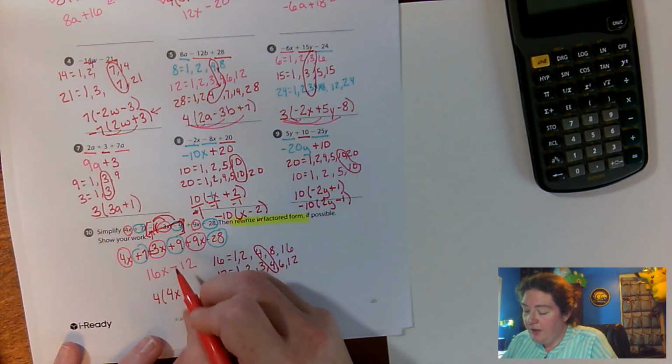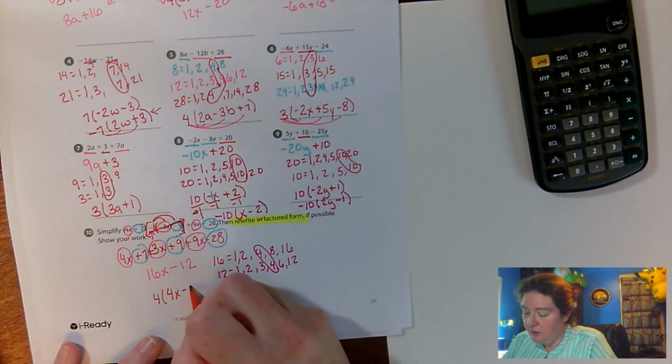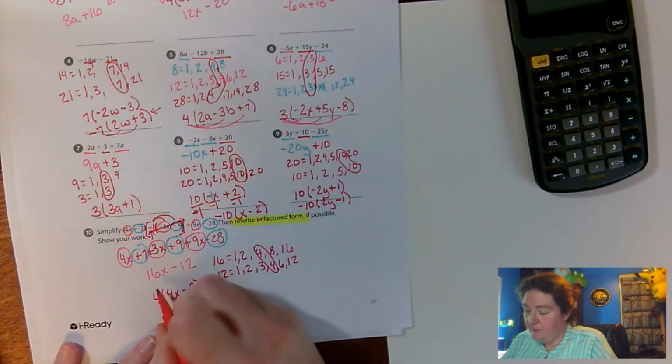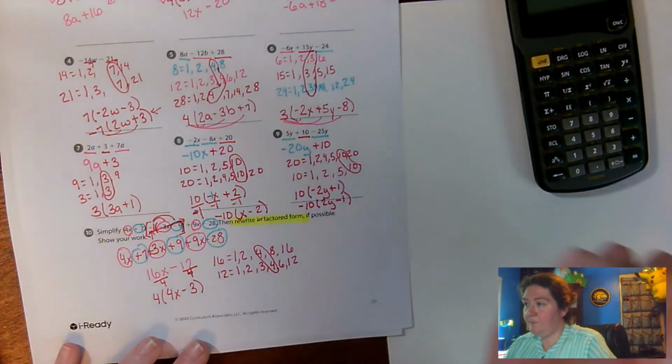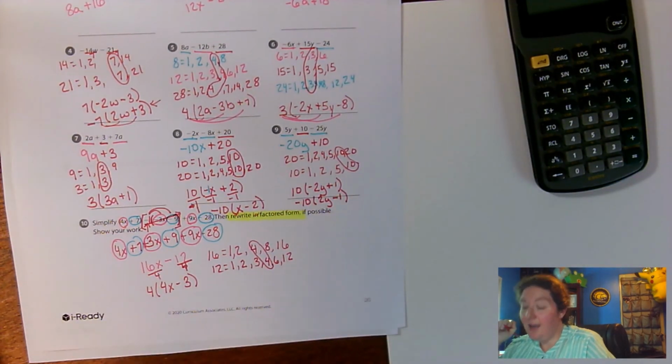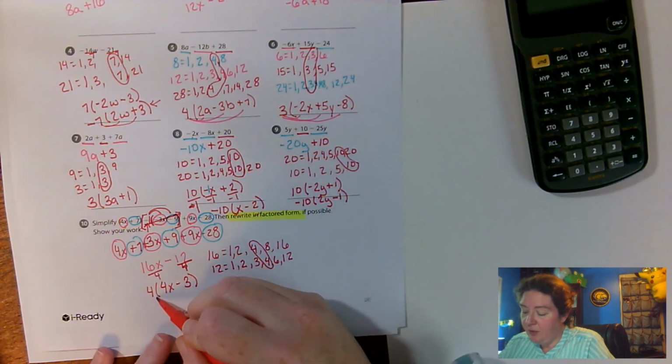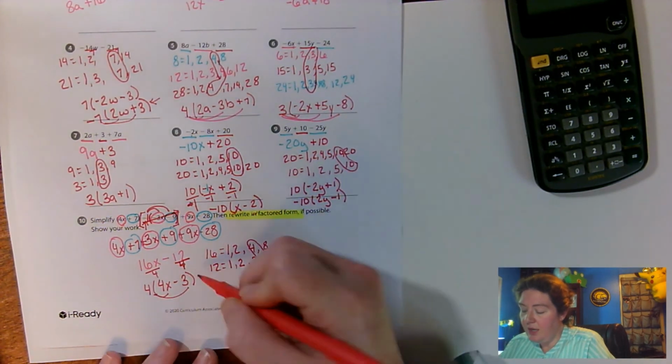Negative 12x divided by 4 gives me a 3. Let me rewrite it this way so you can see it. And now we're done. If I were to distribute, I would get that same answer.